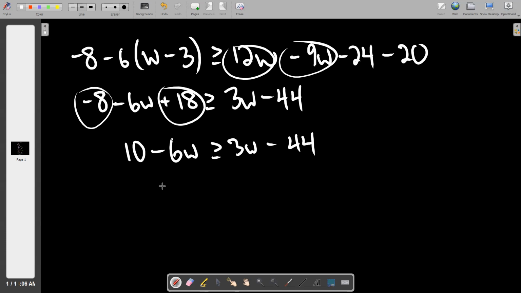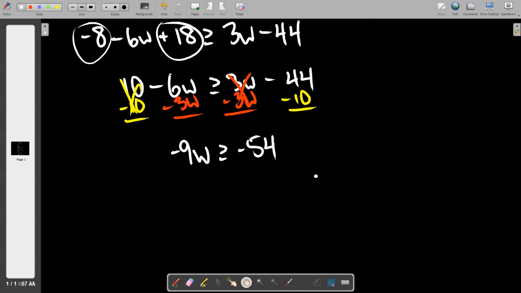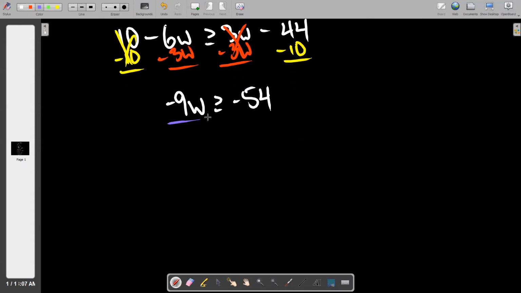So I'm going to subtract 3w like this. And I'm going to wind up with negative 9w's on this side. And if they go to that side, then I have to subtract 10 to get him across to there, which means I wind up with negative 54. And then I'm done. Well, no, I'm not done. That's a lie. But I do have to just divide by negative 9.